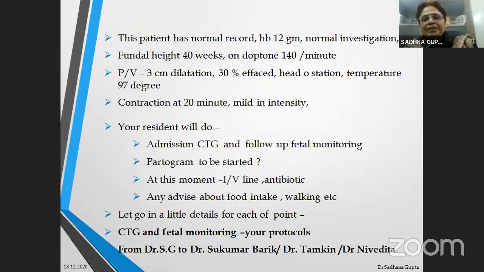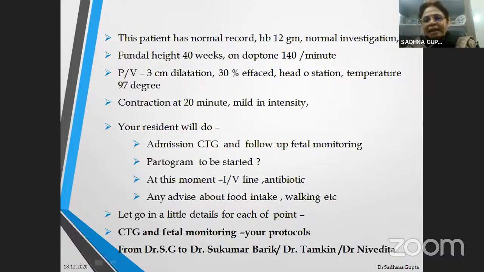there are a few questions. When we do this admission protocol, do you advise an admission CTG? At the time of admission, when we find that this patient is in labor, what's your takeaway? How do you instruct that she should take food or stay hungry, she should walk or she should lie down, and she should have the IV line or not?